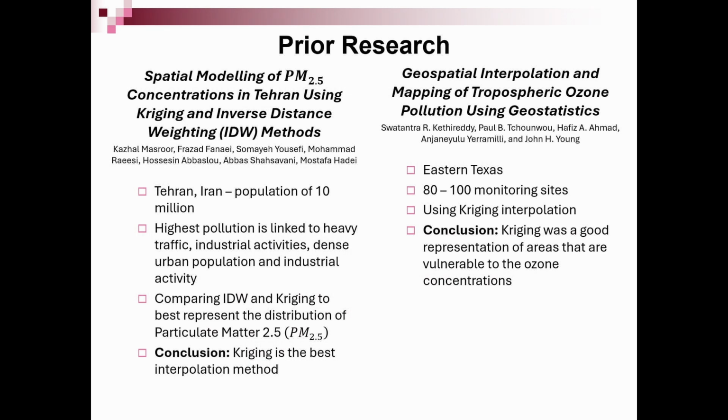Some prior research that I found on this specifically was some spatial modeling of particulate matter 2.5 concentrations in Tehran, Iran. They compared kriging and inverse distance weighting. They have a population of about 10 million. It's the highest populated city in Iran. This study specifically focused on particulate matter 2.5 because of its environmental health hazards and public safety hazards.